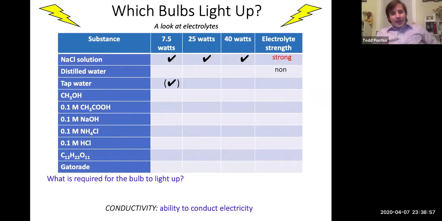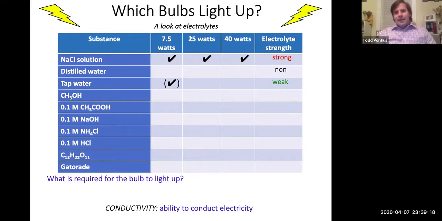Tap water, on the other hand, it turns out can light up the 7.5 watt light bulb. State College water is harder than a brick. There's a lot of dissolved ions in it. So we're just going to chalk this up into the weak electrolyte category. There are some dissolved ions, some magnesium, some calcium, etc.